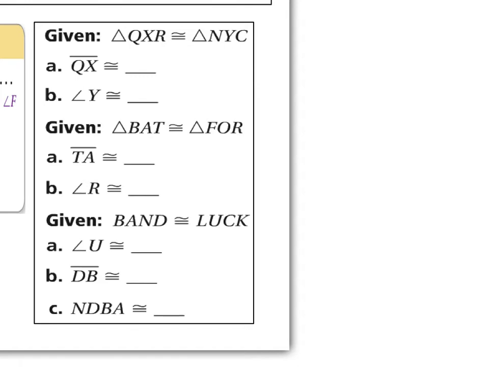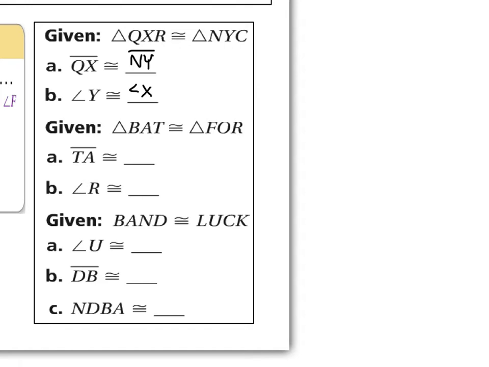Okay, now that you've paused the video and answered these, let's go through and match these up. So letter A, QX would be congruent to segment NY. Again, first two letters and first two letters. First two letters on the left and the first two letters on the right. Angle Y would be congruent to, angle Y is the second letter on the right side, so the second letter on the left side would be angle X.